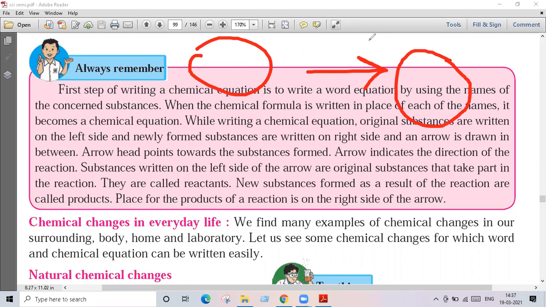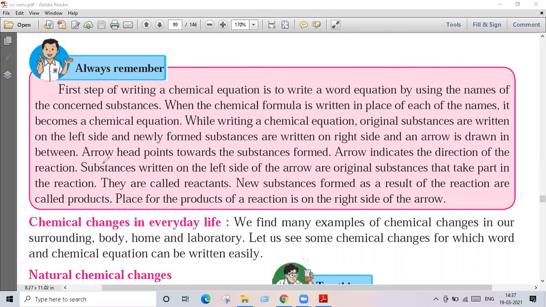And here we show an arrow. Right? So the arrowhead points toward the substance formed. So the arrow indicates the direction of the reaction. So the reactants are on the left hand side. New substances formed are the products. They are on the right hand side. You'll come to know about this whenever you write a chemical reaction.